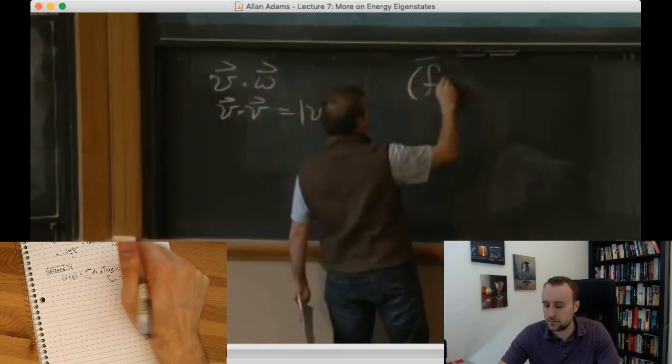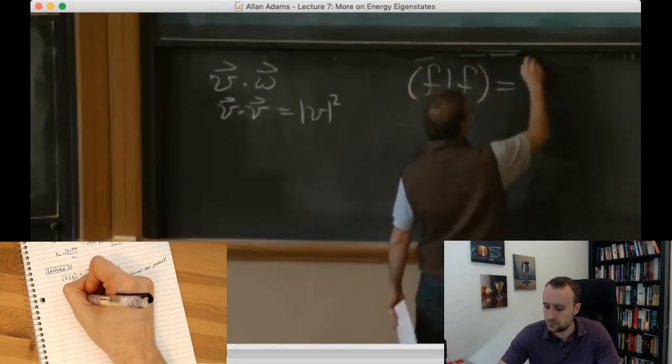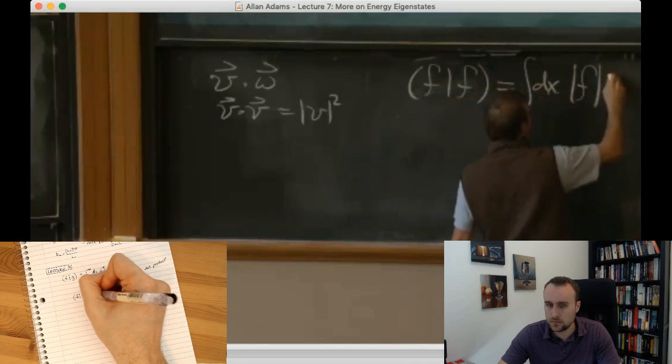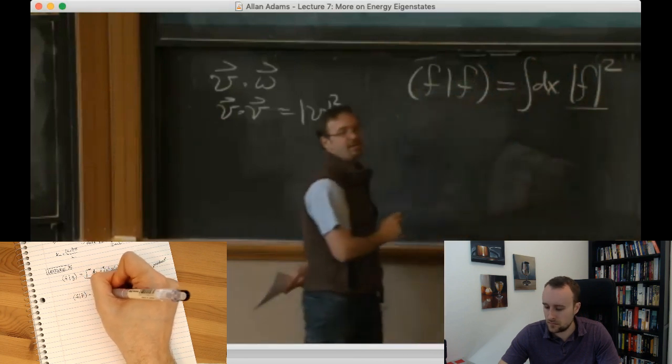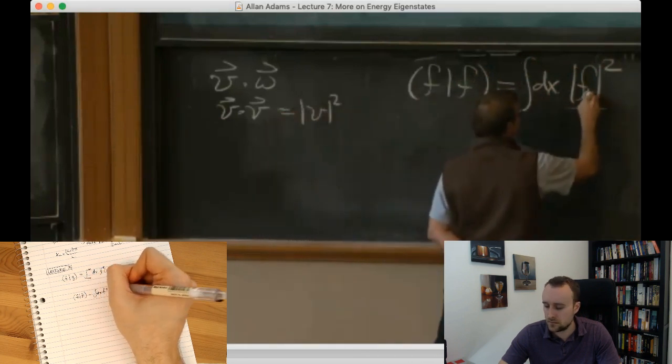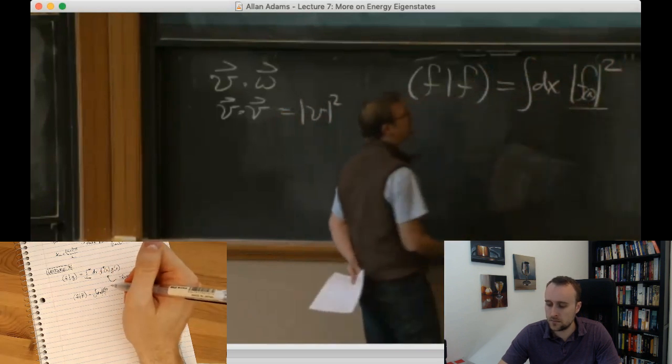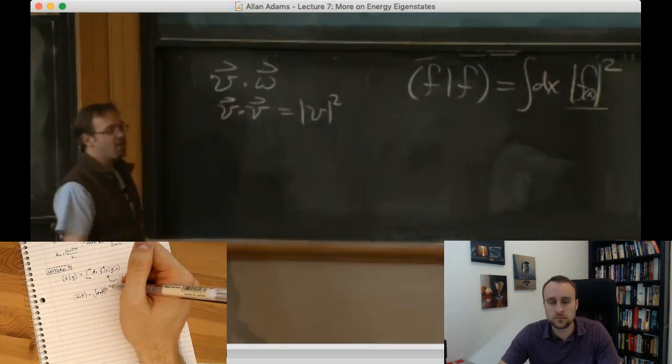Similarly, if I take f and take its bracket with f, this is equal to the integral dx of f squared, and f could be complex, so f norm squared. This is strictly non-negative. It could vanish, but it's not negative at a point, it's the norm squared. So this will be zero if and only if what? f is zero, f is the zero function, right?